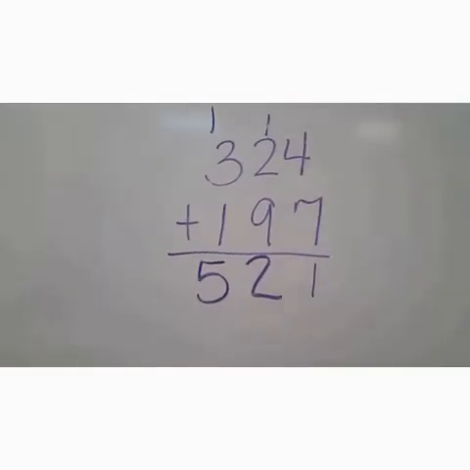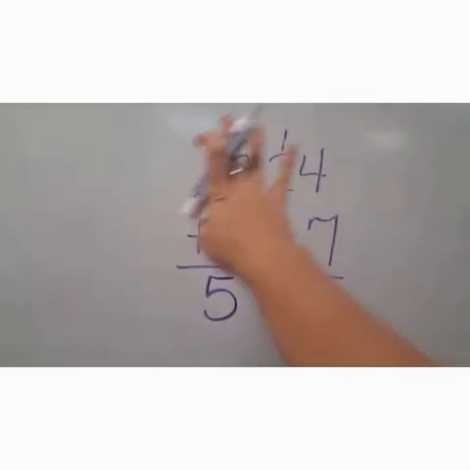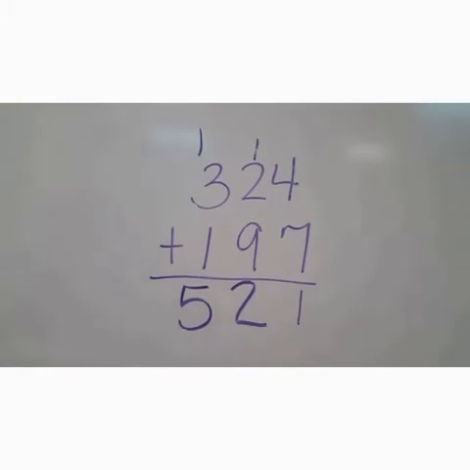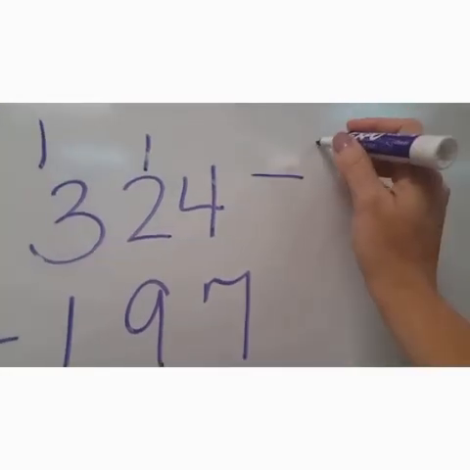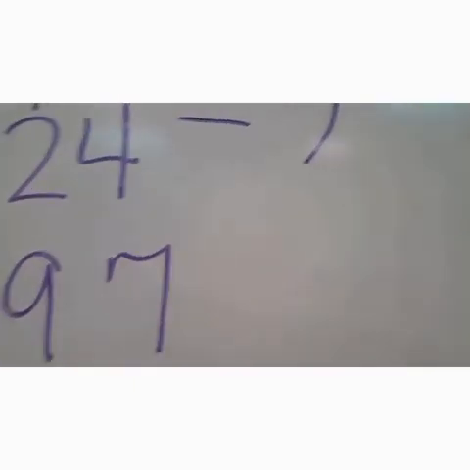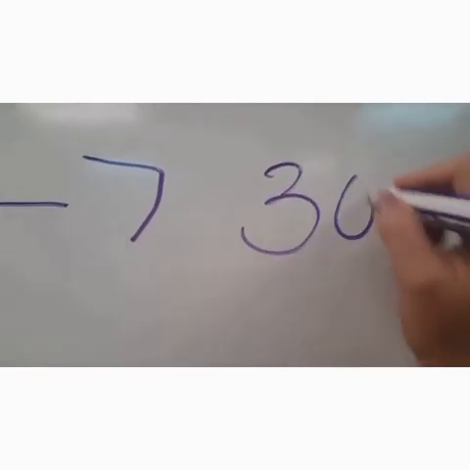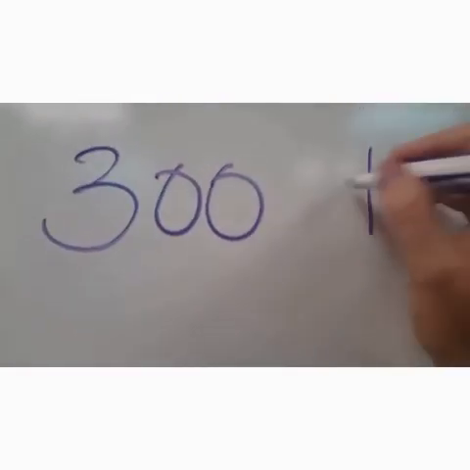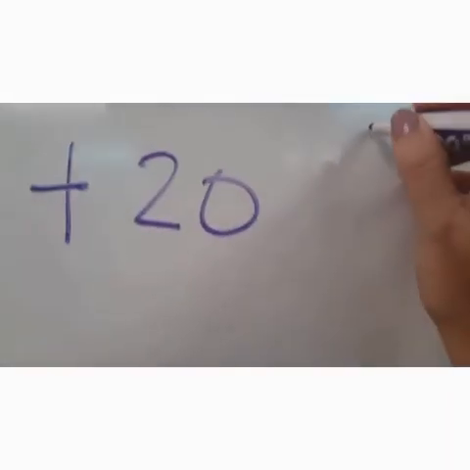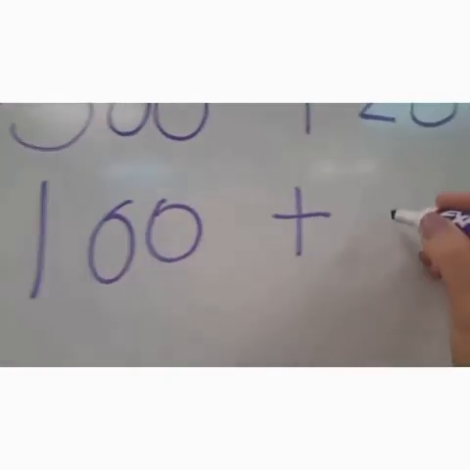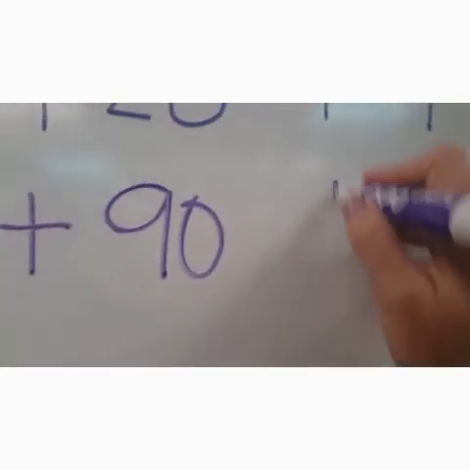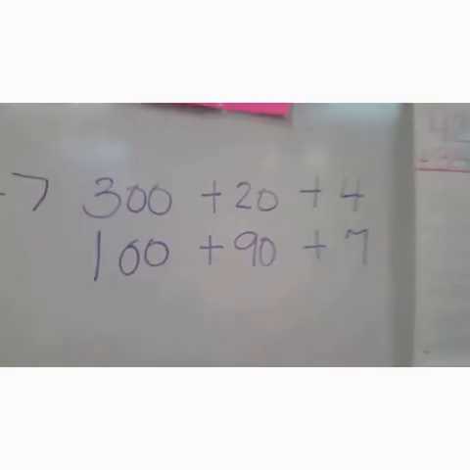So what I want you to do is to try it. If you're having trouble doing it this way, I would like for you to try it another way. So let's take 324 and let's write that in expanded form. So I would have 300 plus 20 plus 4. 197. Let's write that in expanded form. So I would have 100 plus 90 plus 7.